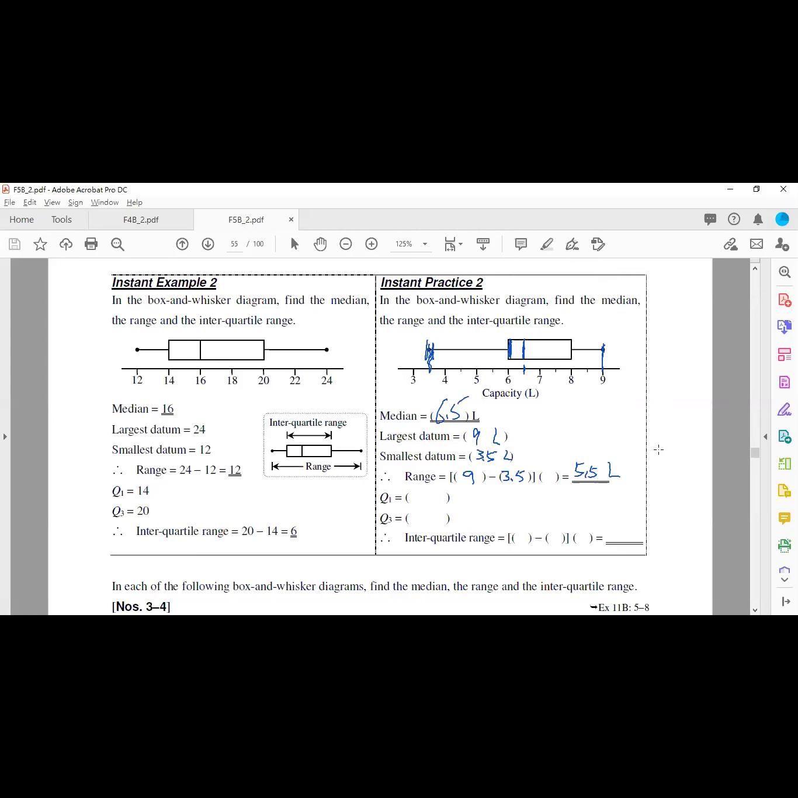Q1 is at 6 on the x-axis, so 6 liter. And then Q3 is the right side of the rectangle. It is at the position of 8. So it should be 8 liter. So the interquartile range should be 8 minus 6. That is equal to 2 liter. That is the answer.